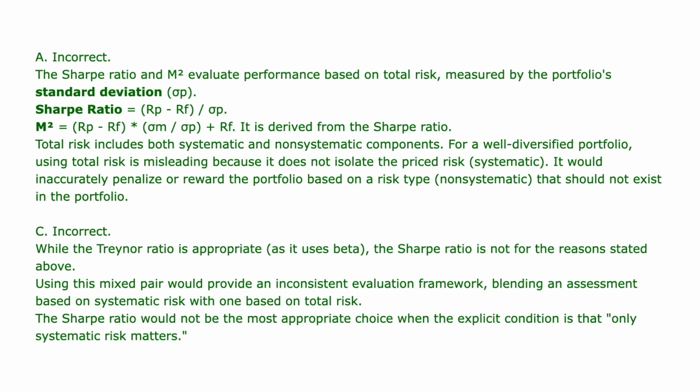A. Sharpe ratio and M² use total risk, standard deviation, which includes non-systematic risk, that shouldn't exist in a well-diversified portfolio. Misleading and penalizes incorrectly. C. Mixed pair, Treynor plus Sharpe, inconsistent, blends systematic and total risk frameworks. When only systematic risk matters, both measures should use beta.